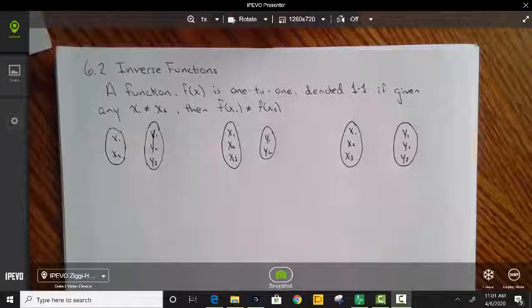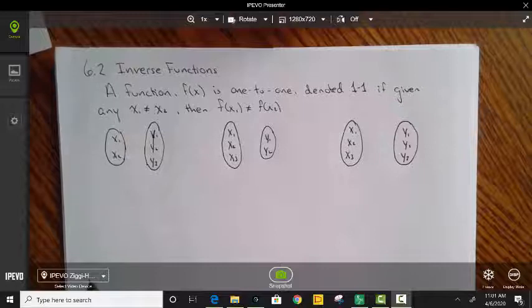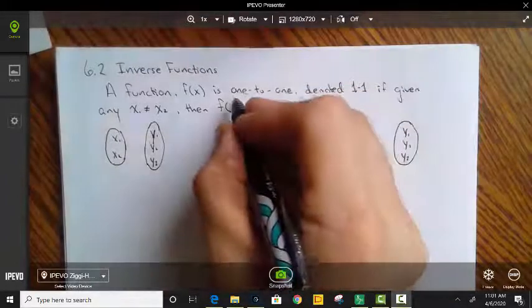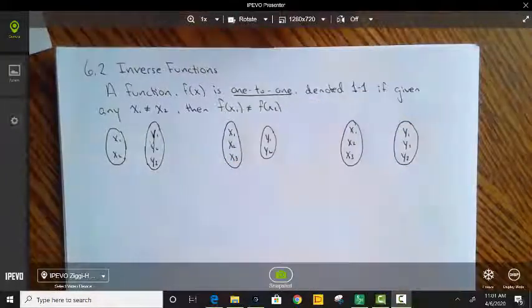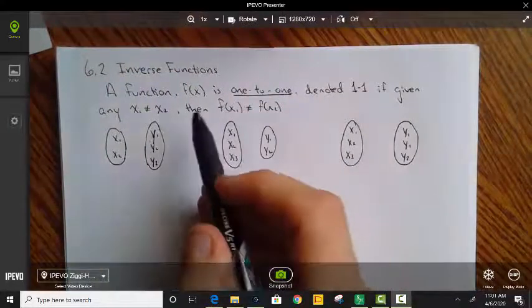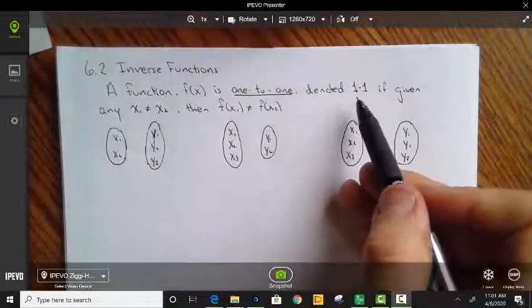Alright guys, in this video I'm going to cover 6.2, which is inverse functions. And before we jump into inverse functions, I want to just take a second and write out the definition of what it means for a function to be one-to-one. So a function is one-to-one, denoted 1-1.